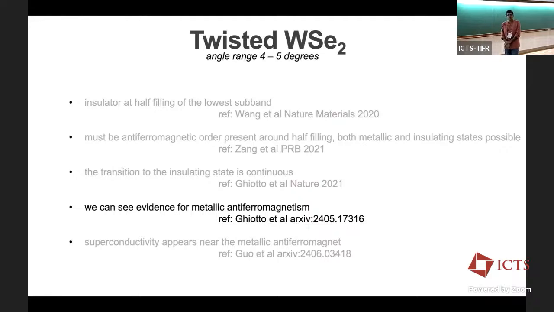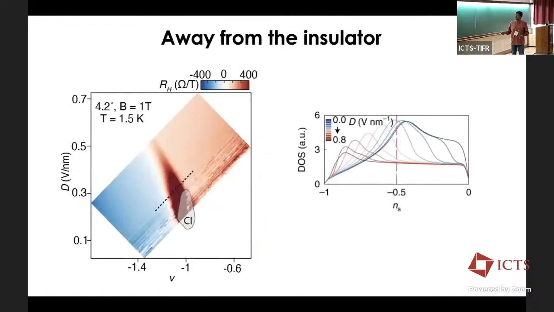The next part, which I'm going to spend a little more time on, is that we wanted to track down the idea that there could be some magnetic order present in the system, even when it's a metal. I'll show you some transport evidence for this. This is a different but very similar sample, at 4.2 degrees.